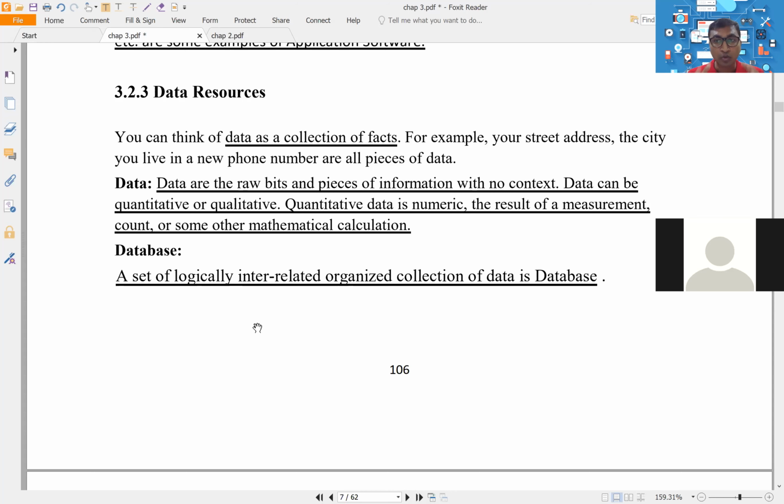But the database will only store the data. How will you organize the data? How will you add more data? How will you retrieve the data? For that, you require an application, and that application is known as DBMS.